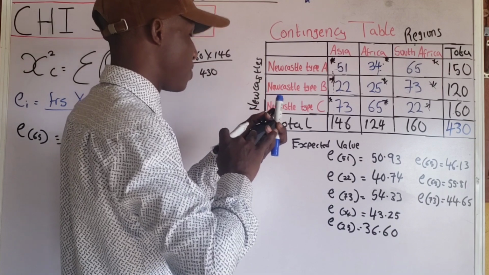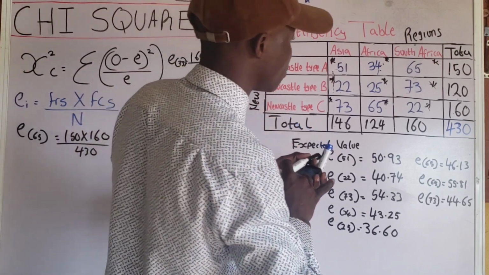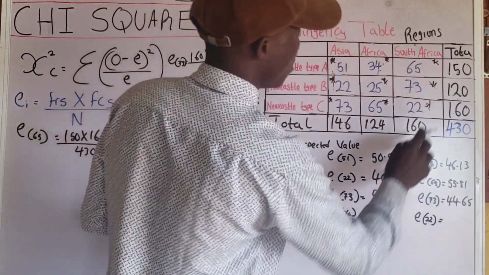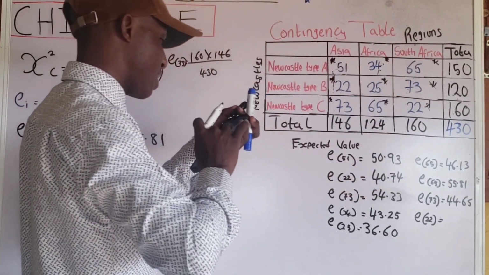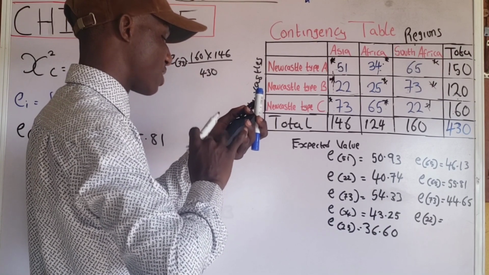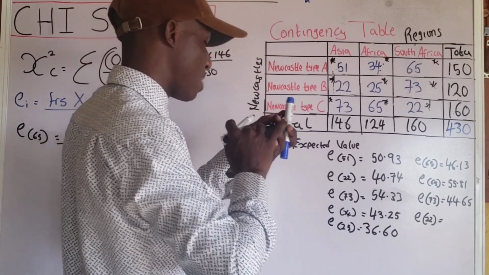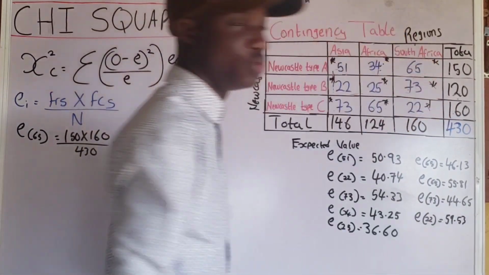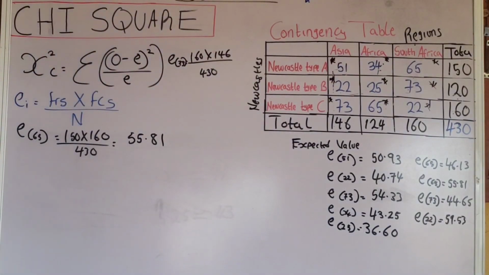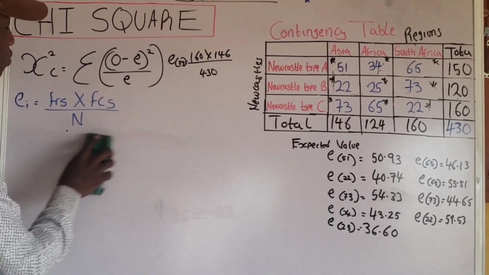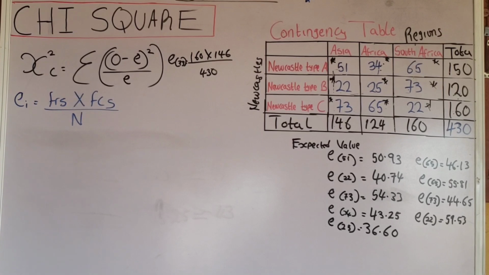Okay, so the expected value for 22 will be equal to 160 times 160 divided by 430, that is 59.53. Do you understand? Okay, so having gotten all the expected values for the observed values that we are given in the data, we can proceed to construct our chi-square table to determine the chi-square value.